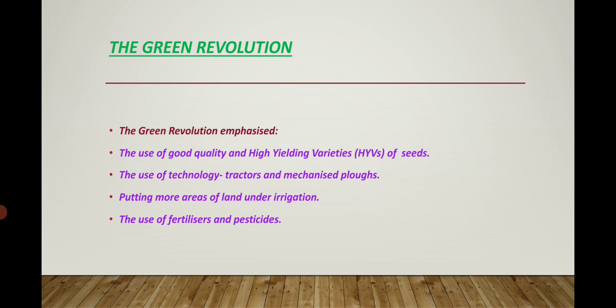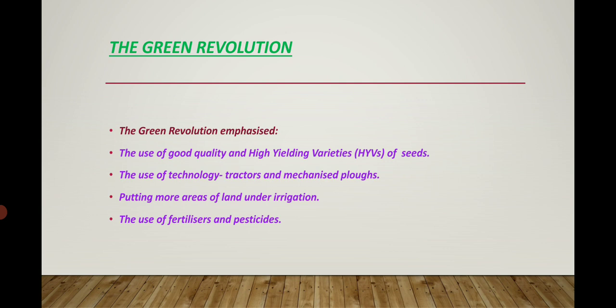So, the use of good quality and high yielding varieties of seeds. What are high yielding varieties of seeds? The seeds which lead to the production of more and more crops. Then the use of technology, so we started using different types of technologies like tractors and mechanized plows. We started using different types of machinery for growing crops. Putting more areas of land under irrigation, so the availability of water resources, so the fields were more effectively provided with water. It was well irrigated, which is very important for the growing of crops.